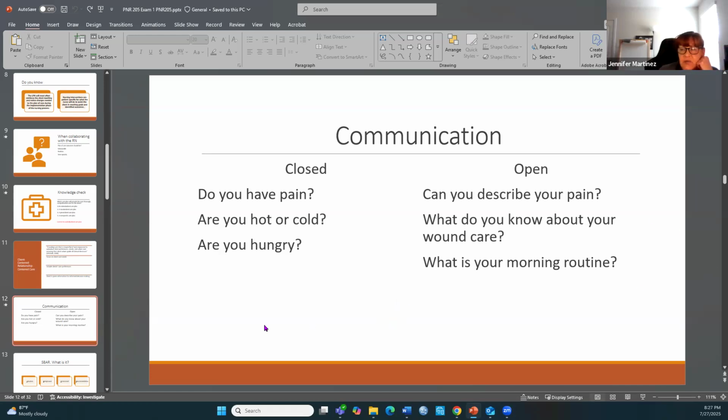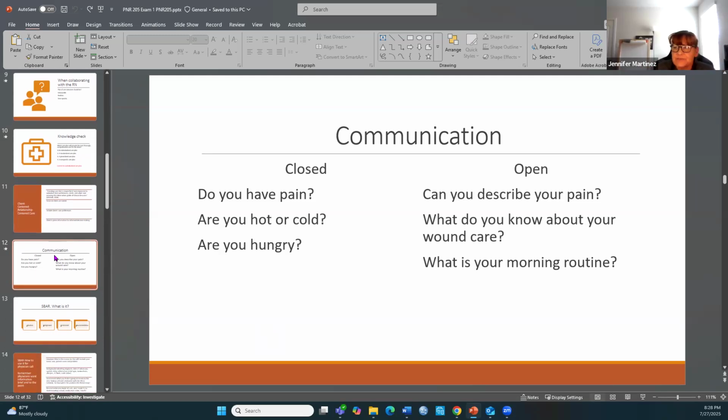But if I ask you to describe your pain, or what do you know about your wound care? What's your morning routine, right? This is generally going to elicit a lot more information. All right. So both of these have a purpose, right? We just tend to use the open-ended questions to elicit more information.